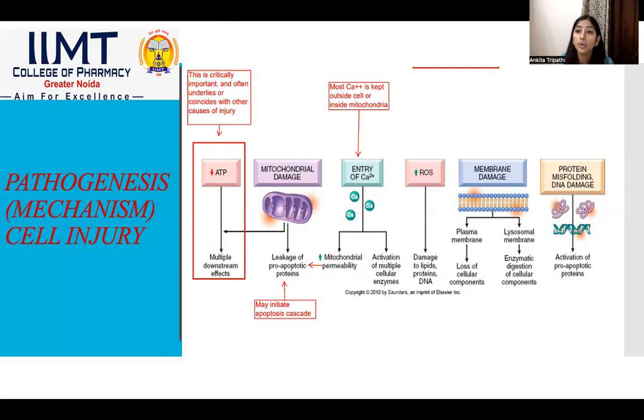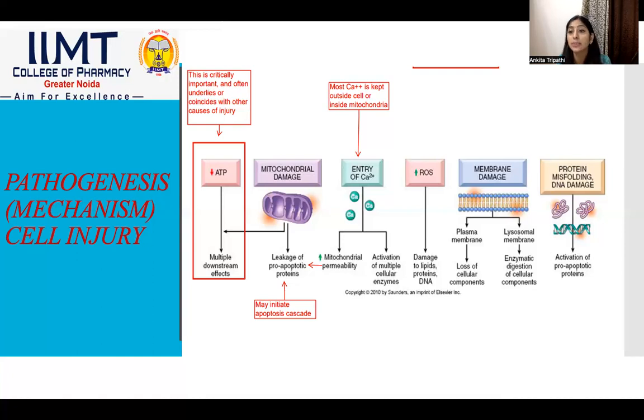Somehow, the increase of reactive oxygen species also leads to damage of lipids and proteins, causing lipolysis. Membrane damage occurs in two ways: either by excessive swelling due to the influx of sodium, water, and calcium, or by lysosomal membrane leakage. What happens? It activates the digestive enzymes, which kill the internal organs of the body.